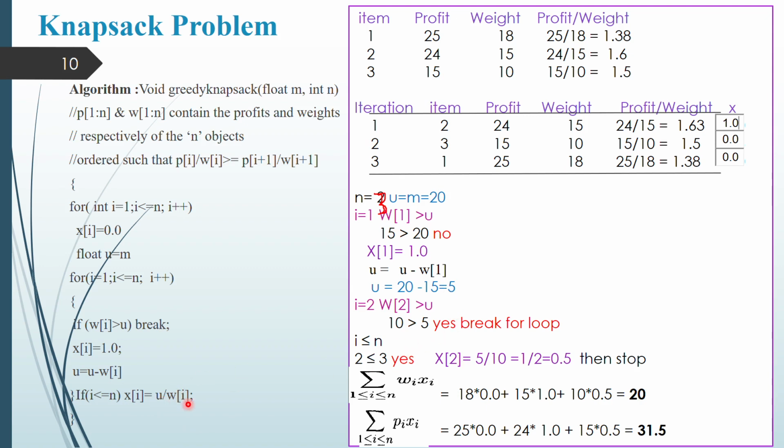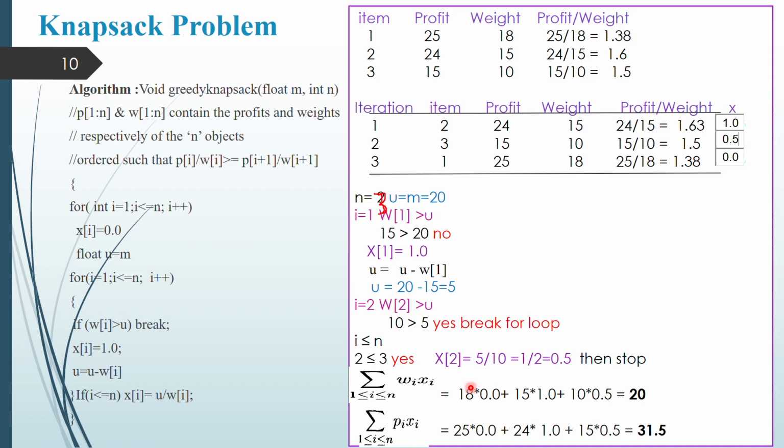5 divided by W of I. W of I means what? W of 2. That value is 10. 5 divided by 10, that is 1 divided by 2, that is equal to 0.5. So this is your second value. Now it is changed to 0.5 here. After executing this statement, it comes out of this particular algorithm. This is the procedure. You just have to find the x values here.